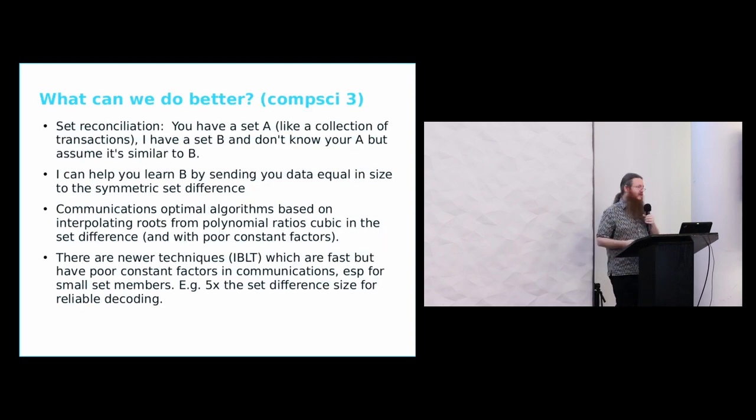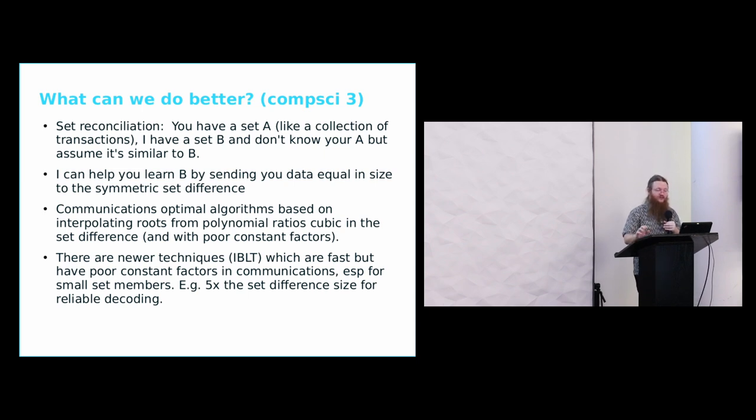The idea is that I have a set, like a list of transactions, and you have a list of transactions. We don't know what each other's sets are, but we assume that they're really similar. There are some differences, but they're similar. It turns out that there are protocols that allow someone to send a single message to another party who has a similar set. They don't know how it's similar. And the message has size that's equal to the symmetric set difference. So the number of entries I send is how many things I have that you don't and how many things that you have that I don't. And there are protocols that allow you, with no more data than that, to recover the other set. So I can send you a message and now you know my set.